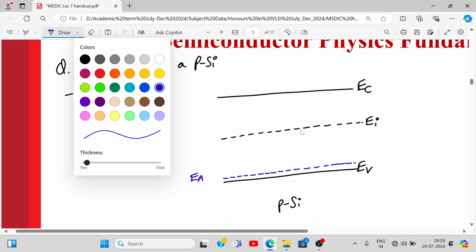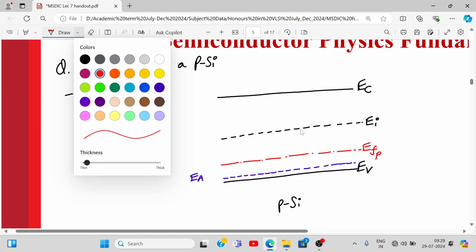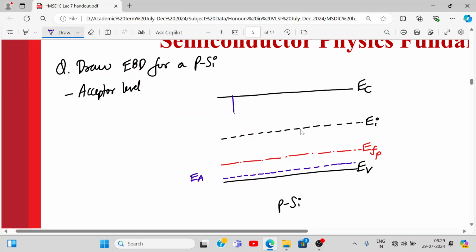Then where will you have the Fermi level? It is slightly closer to the valence band. So I am drawing it a little separately. This is EF, you can write EF or EFP. Now this is the diagram, and here you can mark the energy band gap for silicon. So Eg will be 1.1 electron volt.